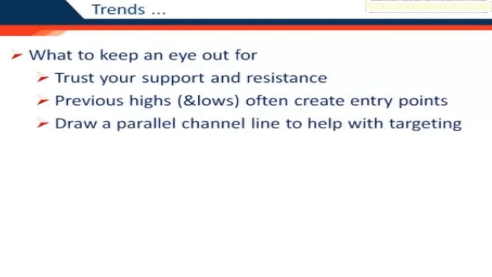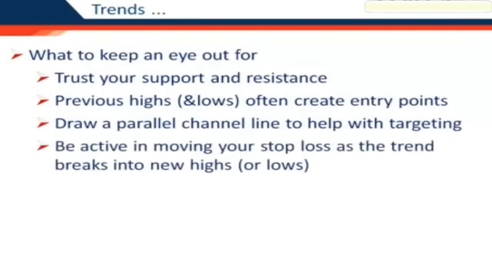Most traders draw parallel channel lines to help with the targeting of take profits, because if it's a longer term trend, it will quite often stick inside a trend channel while the trend is in existence. You can be active in moving your stop loss in a longer term trending market. So when the market breaks into a new high, or low in the case of a downtrend, it could be the trigger to move your stop loss to a level where you're not risking so much and might even be actually making money if the market reverses. This is called a trailing stop and is very well used in markets that trend over long periods of time.